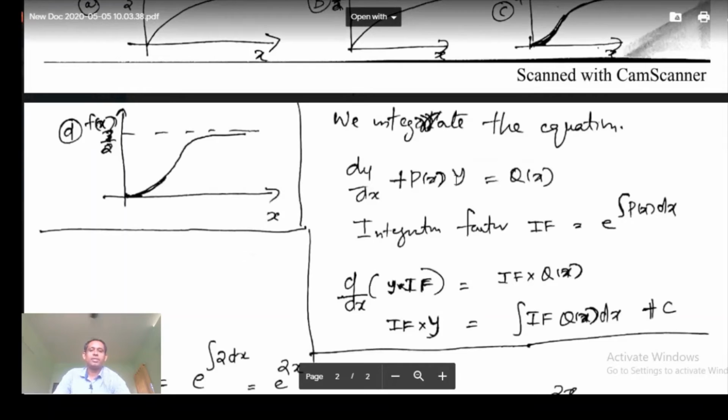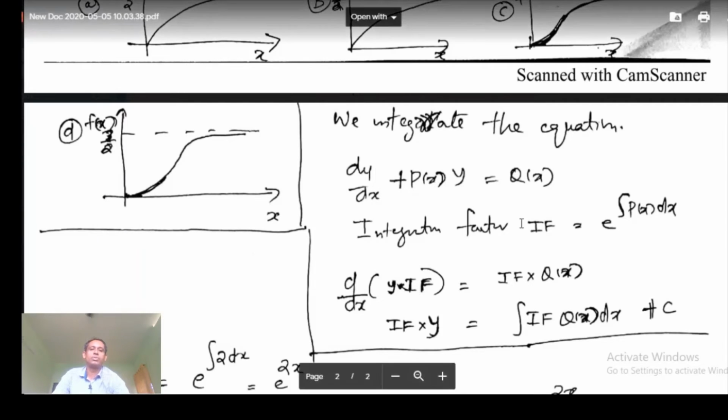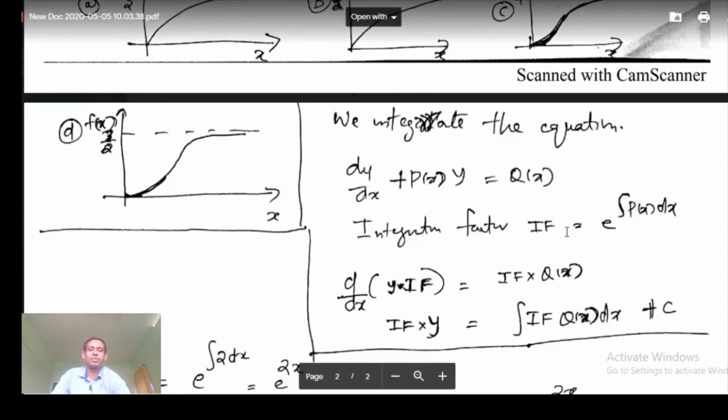So here you should know how to integrate an equation like this: dy by dx plus p of x times y equal to q of x. Suppose we have a general relation like this.